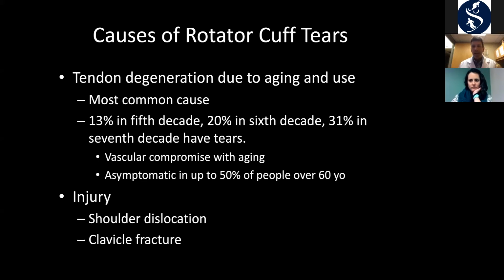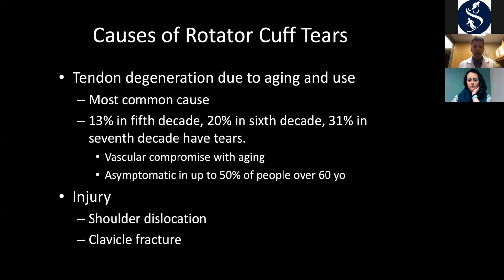And a lot of these tears are asymptomatic. If we again MRI'd 100 people on the street and looked at their shoulder, let's say in a group of 60-year-olds, we'd see maybe a third that have rotator cuff tears. And you might find that about half of those are symptomatic and the other half are asymptomatic. They don't have symptoms.